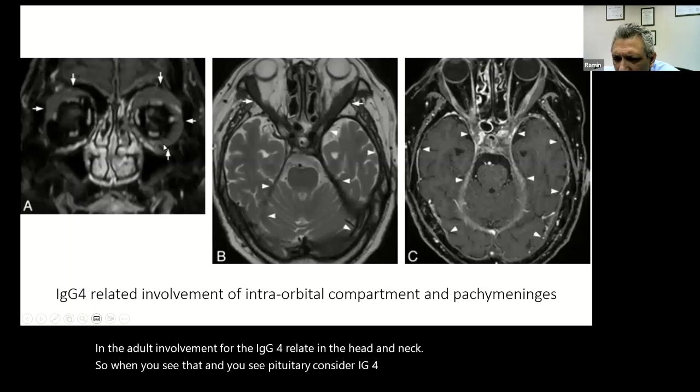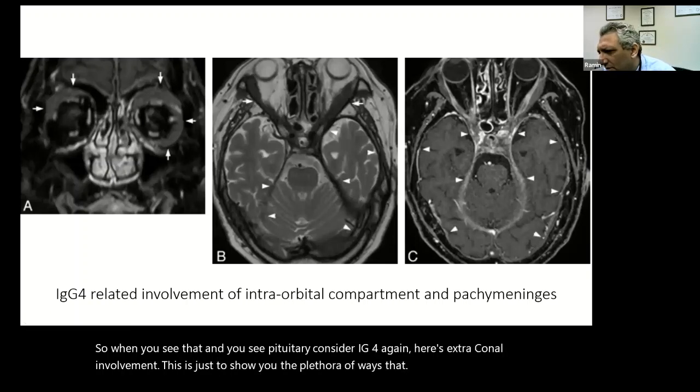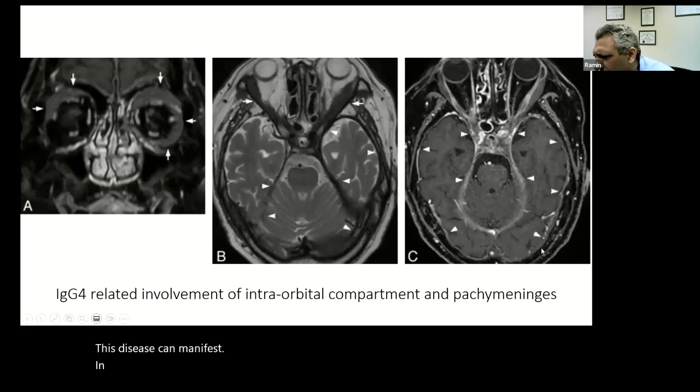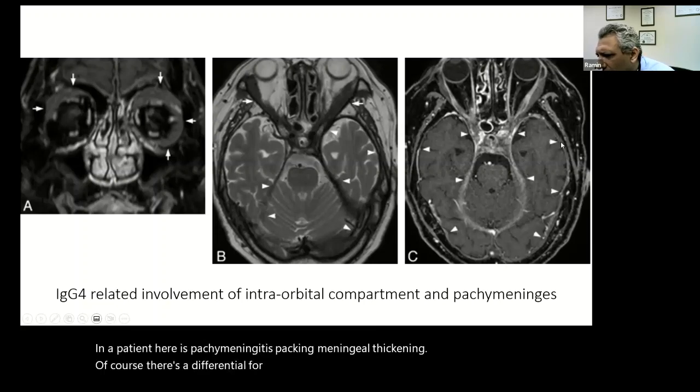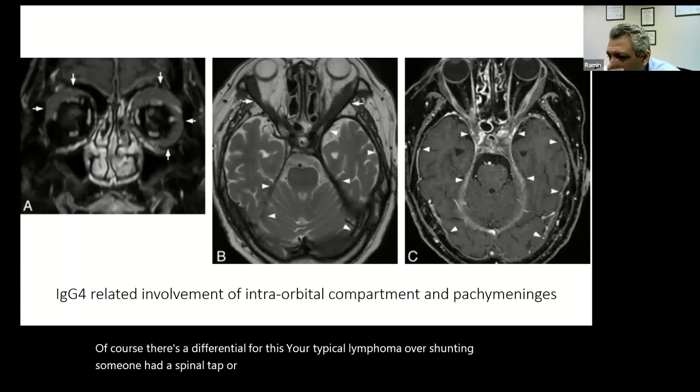Again, here's extraconal involvement. This is just to show you the plethora of ways that this disease can manifest in a patient. Here's pachymeningeal thickening. Of course, there's a differential for this: your typical lymphoma, or shunting. Someone who had a spinal tap or a spinal shunt can also give you this type of appearance.